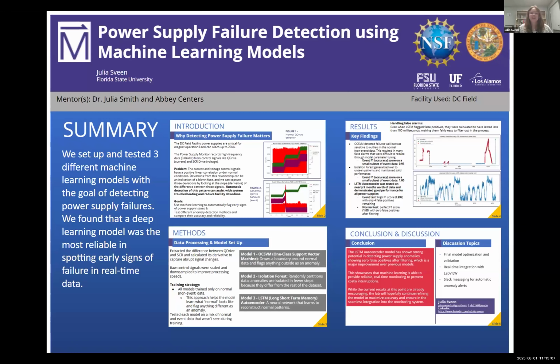Hi everyone, my name is Julia Sveen and I go to FSU. This summer I had the opportunity to work on a project on power supply failure detection using machine learning models. My mentor was Dr. Yulia Smith and my co-mentor was Abby Centers.